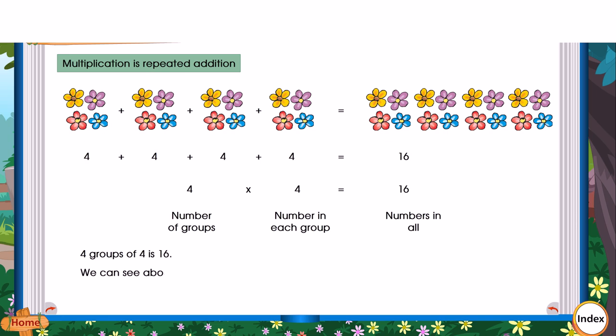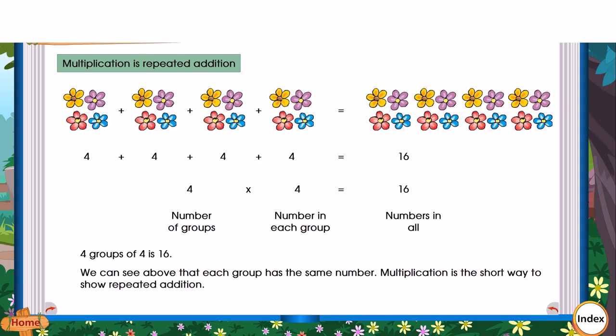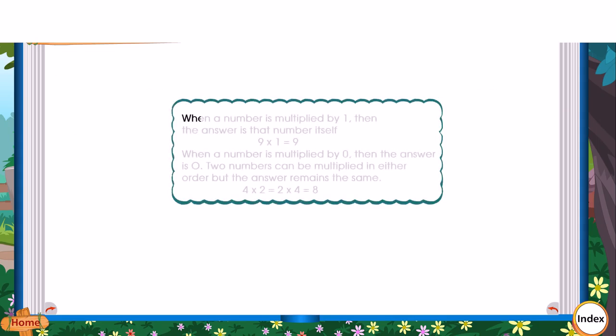We can see above that each group has the same number. Multiplication is the short way to show repeated addition. When a number is multiplied by 1, then the answer is that number itself. 9 into 1 is equal to 9. When a number is multiplied by 0, then the answer is 0.